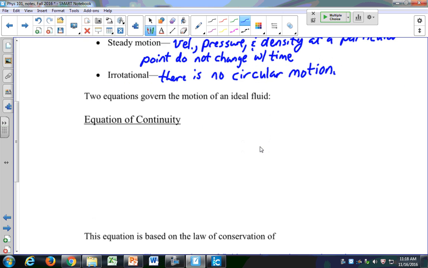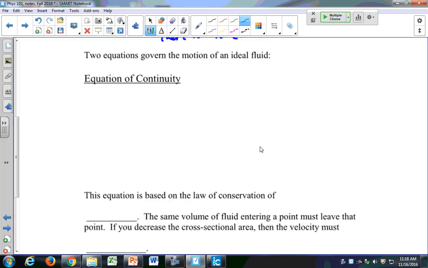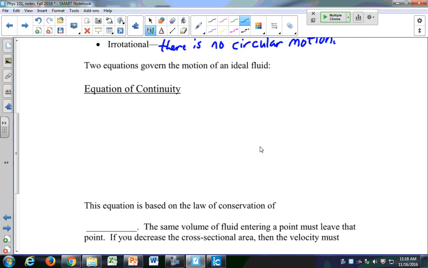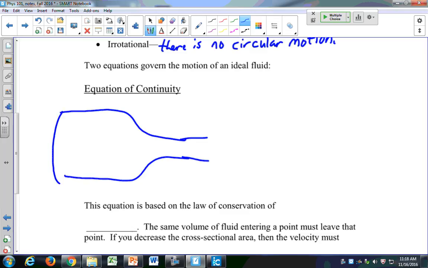All right, and then we have two equations that govern the motion of an ideal fluid. The first is the equation of continuity. Let's say that I have a pipe that changes shape. I have an area over here, I'll call it A1. I have an area over here, I'll call it A2. These are in units of square meters or square centimeters or whatever. And then I have a speed over here, I'll call it v1.